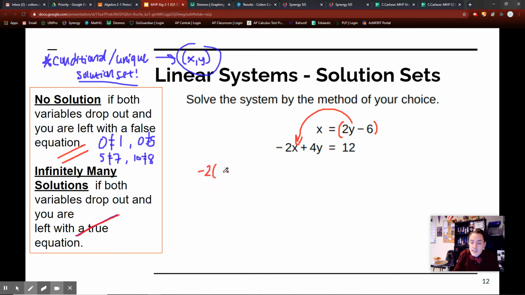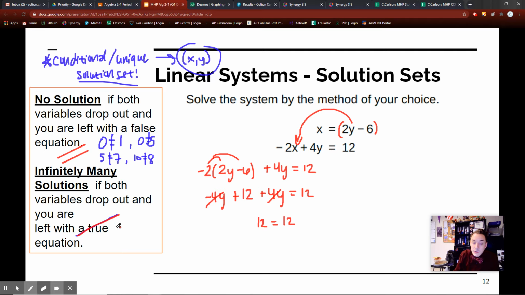So negative 2 times, substitute that 2y minus 6 in here, and then plus 4y equals 12. I want to distribute, so negative 4y, and then plus 12, and then plus 4y equals 12. Negative 4y and plus 4y go poof, and so now I'm left with 12 equals 12. Okay? This is exactly what you're given.